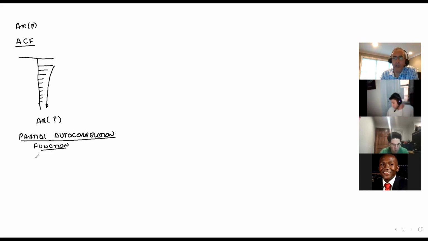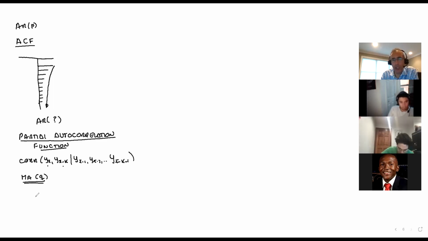And what is the partial autocorrelation function, guys? It's simply the correlation, for example, of yt with yt minus k, after we have controlled for yt minus 1, yt minus 2, up to yt minus k minus 1. So what I've done is I've controlled for all the intermediate lags, and I want to see what is the correlation between this and this.